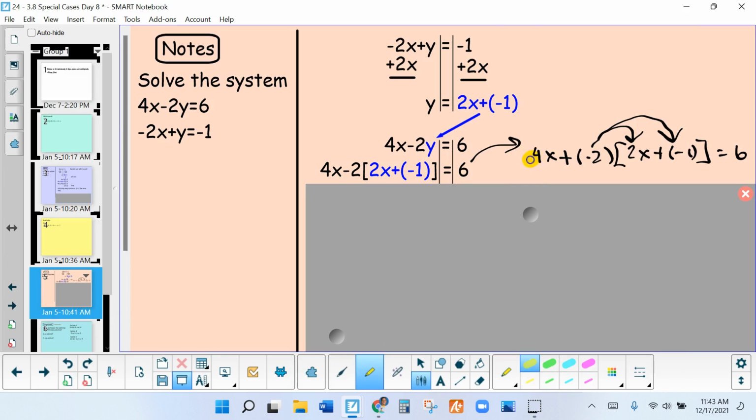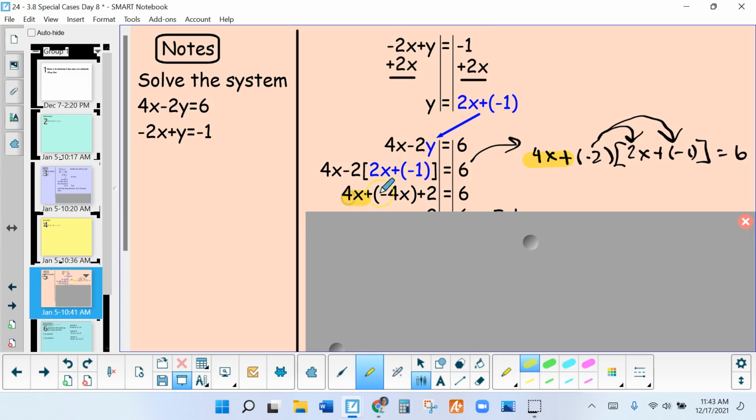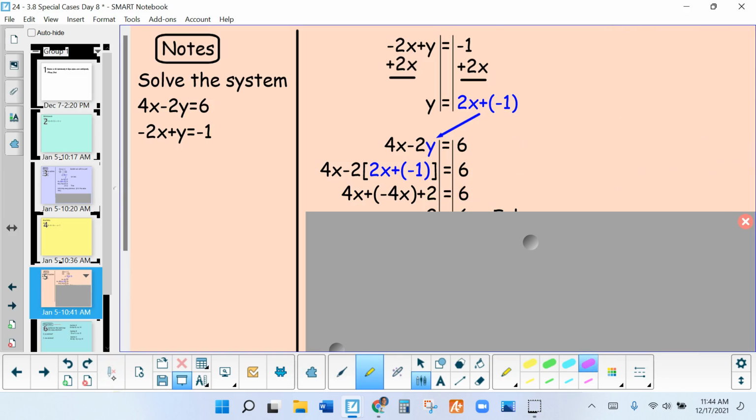Now, I'm not doing this 4x plus yet, am I? So I copy that down, 4x plus. Now I distribute. Negative 2 times 2x is negative 4x, right? Now we have to do negative 2 times negative 1. Isn't negative times negative positive? And then we just copy the other stuff down that we're not using. Everybody okay?